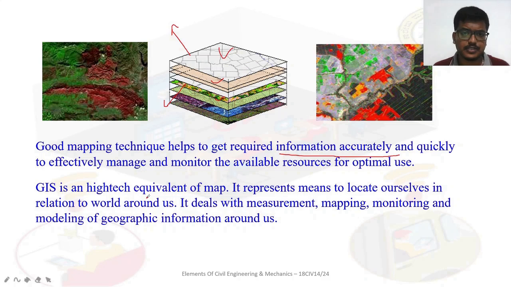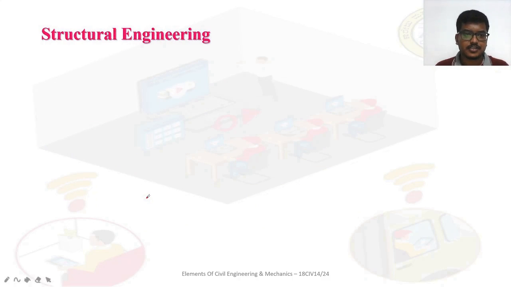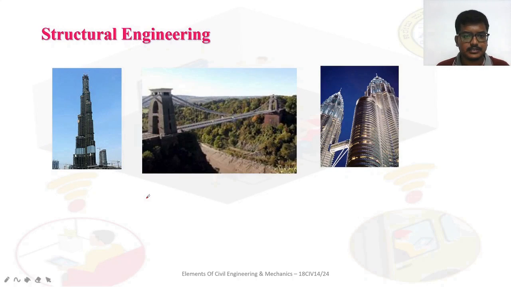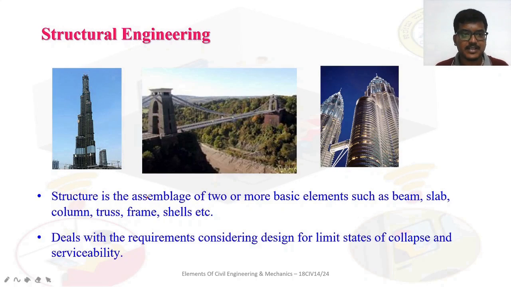So this was about remote sensing and GIS. It is also a branch of civil engineering. Next is structural engineering. Structural engineering is the branch in which we deal with the basic elements such as beam, slab, column, frame, shelves, etc. Here you can see the structural examples.